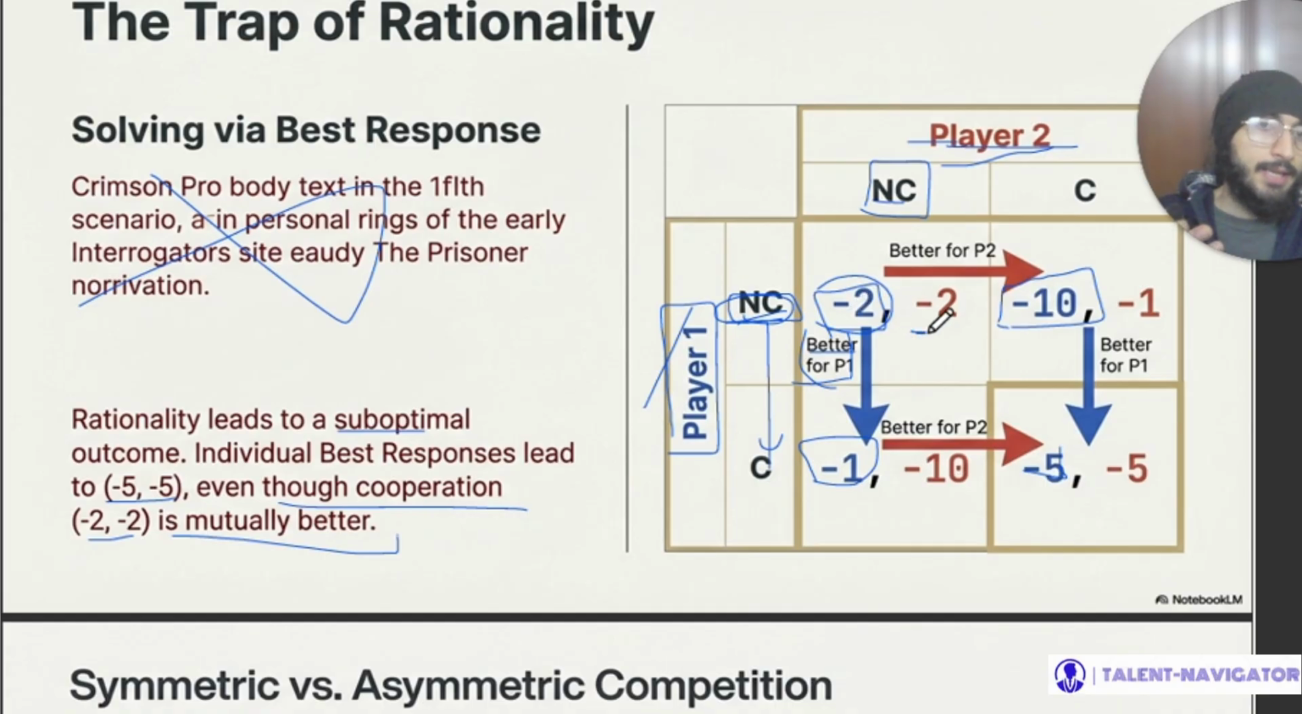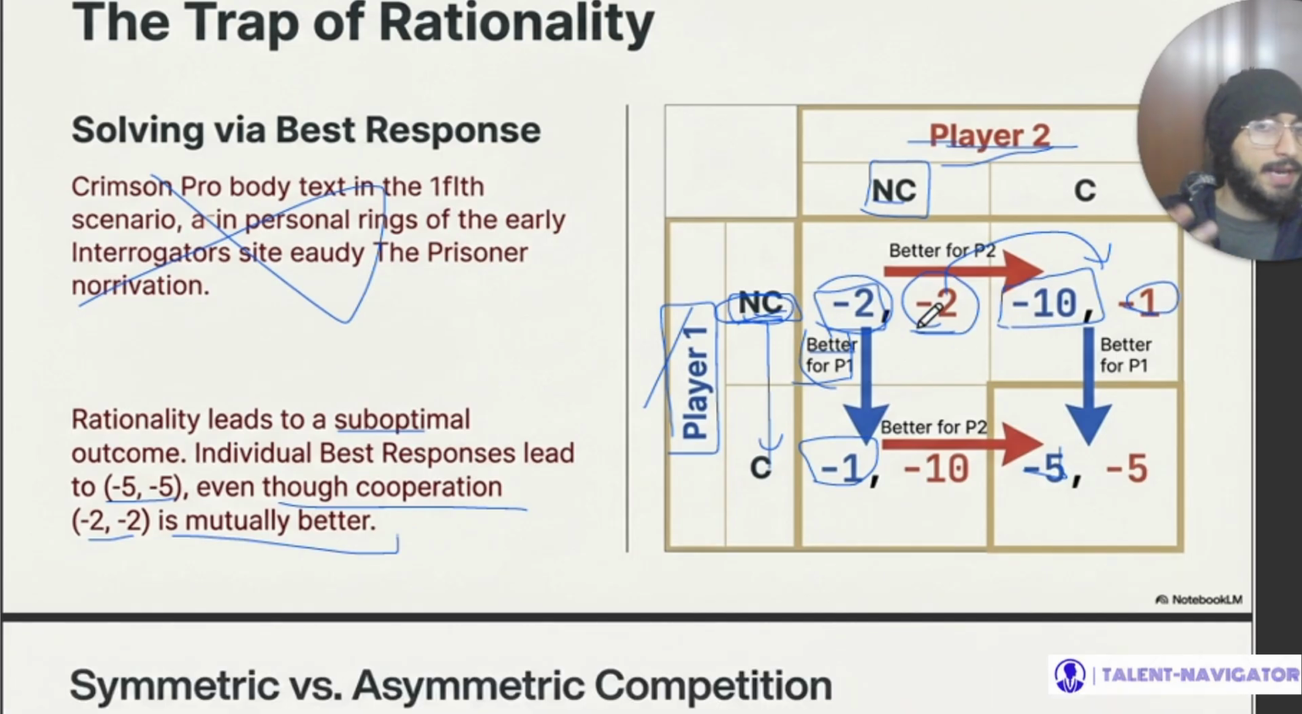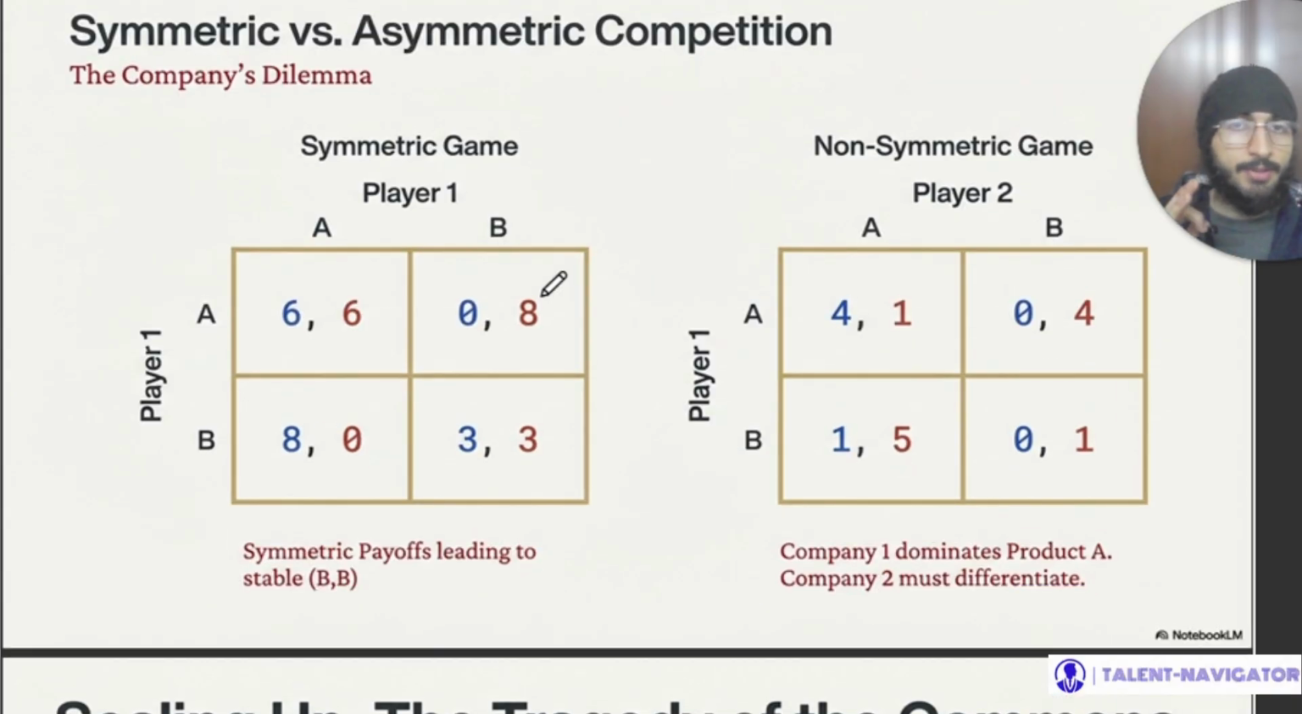That is, in case I move from not confessing to confessing, and my partner does not confess, I reduce my jail time from 2 to 1. And similarly, if player 1 has confessed, I move from 10 years to 5. Right, so the same thing applies here. So this is symmetric versus asymmetric competition here.